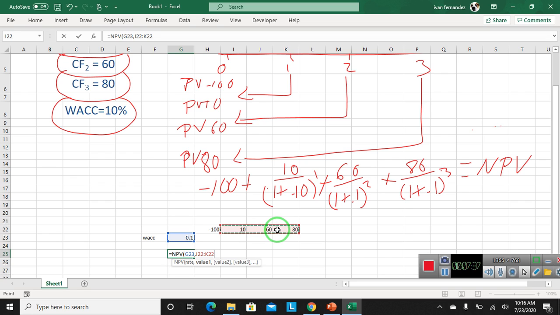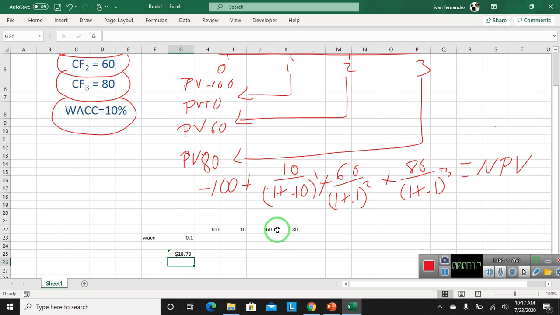Okay? Now you're going to close the parentheses. Now you're not done, because notice the negative 100 is nowhere in this calculation. So what you're going to do is, once you close the parentheses after doing the NPV formula, you're going to subtract, you're going to deduct the initial outlay of cash. See what I did? Negative 100. Enter. 1878. That's the NPV of this project.